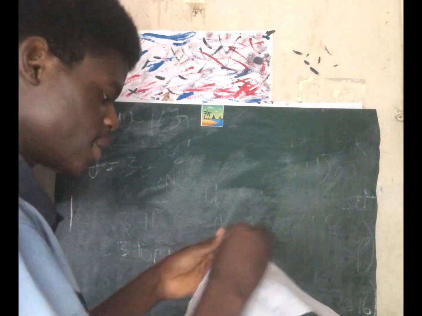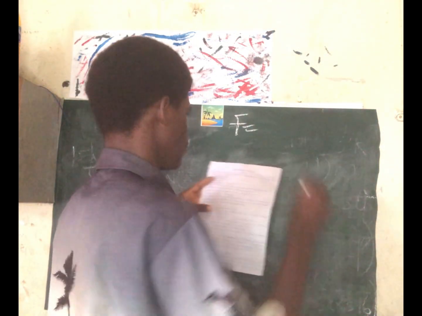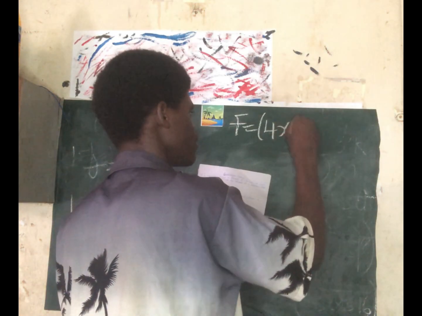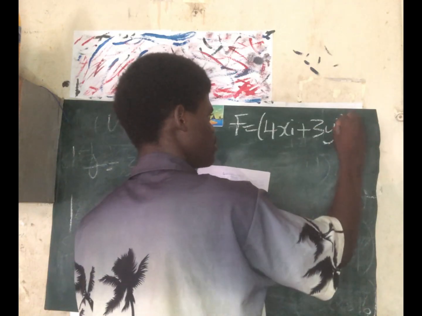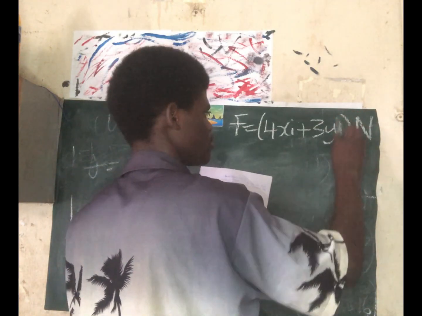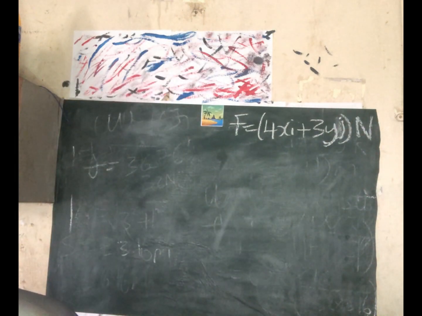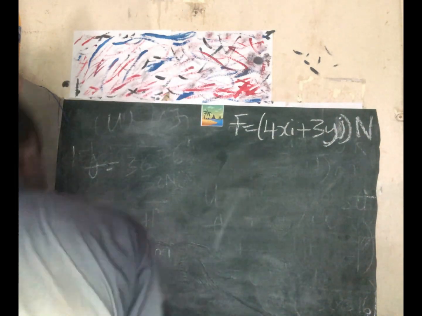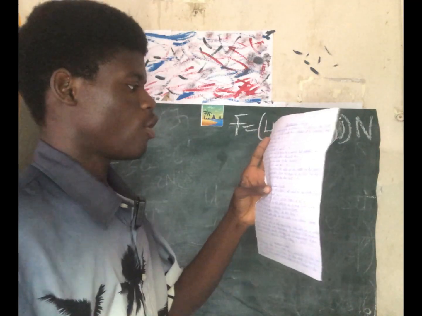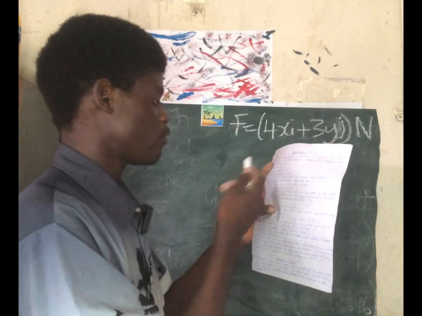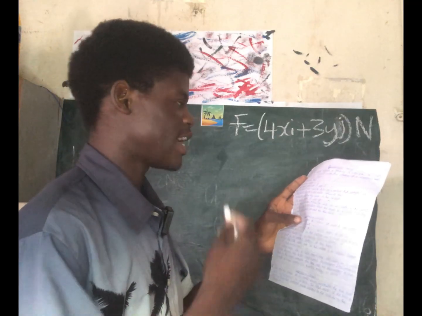So let's take a look. They said a force F of 4x i plus 3y j Newton acts on an object as the object moves in the x direction.